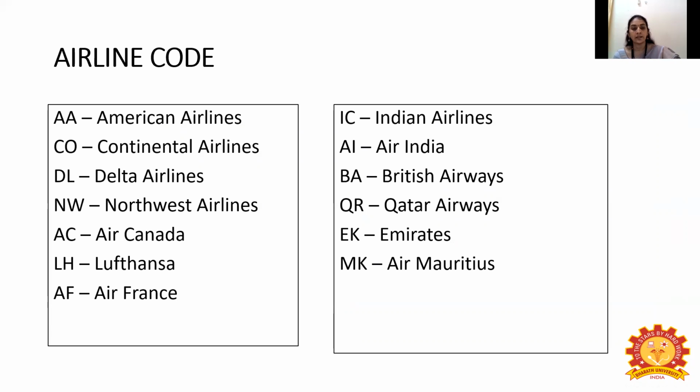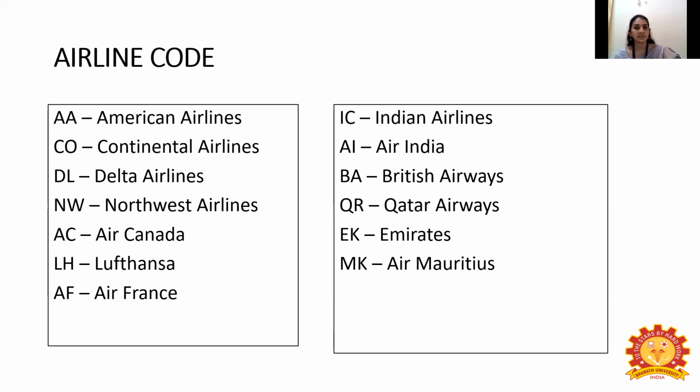American Airlines is A, Continental is CO, the first two letters. American is first A and then airline second, so it can be shuffled. There is no fixed structure or rule there. This is how the code has to be given, so it can be a mixer also. It can be a combination of the first two or a cluster of letters within that word. Okay, that's the airline code.